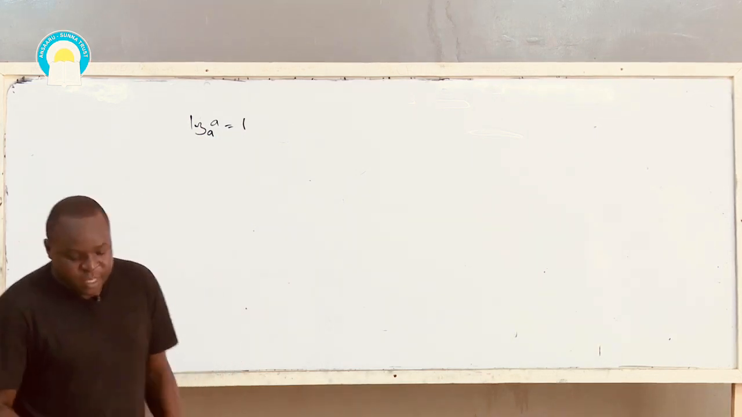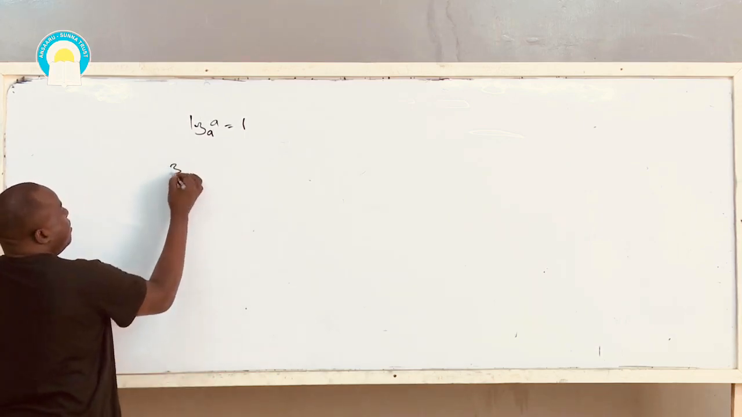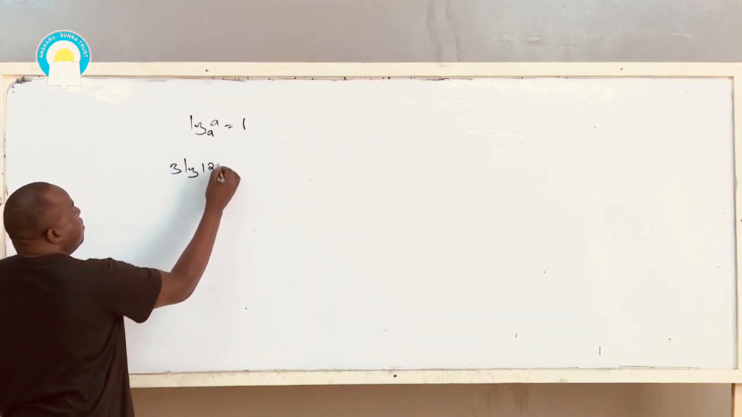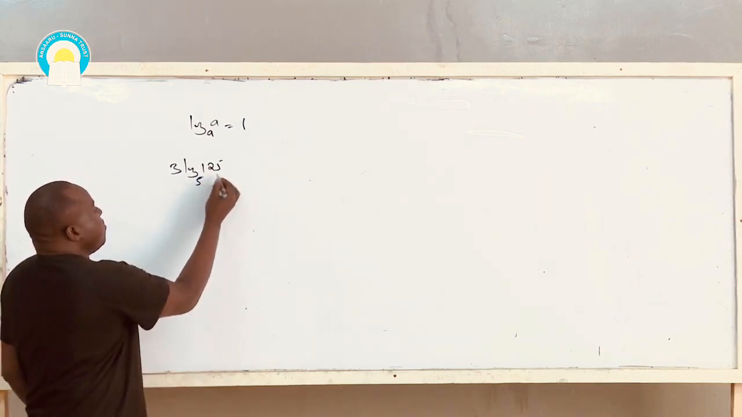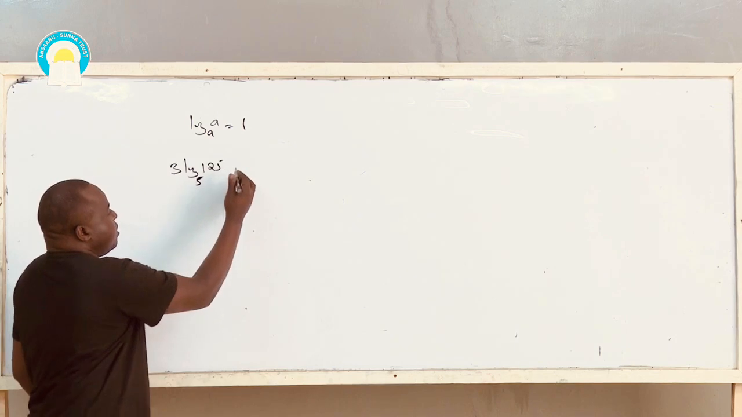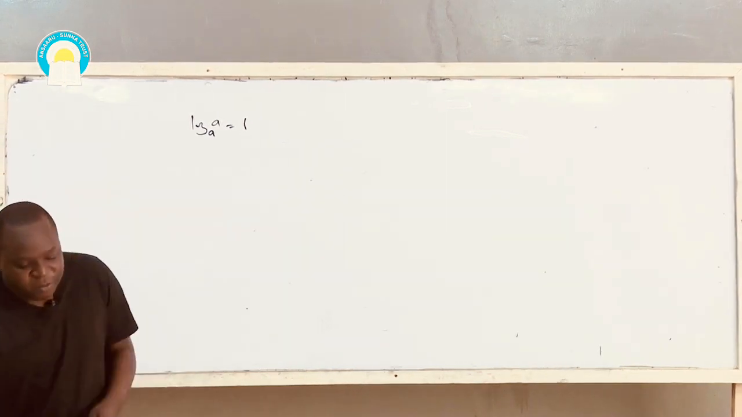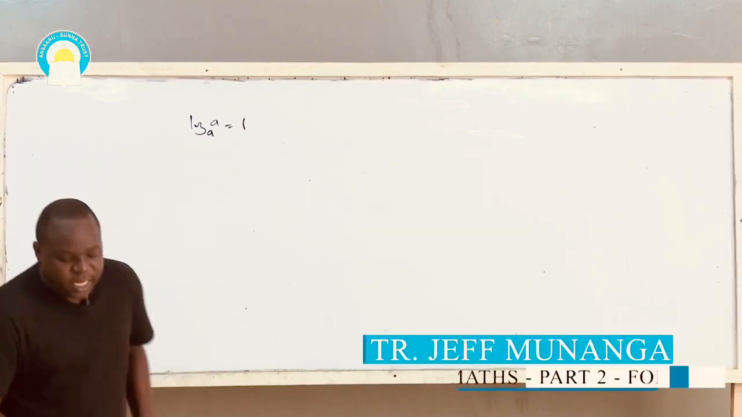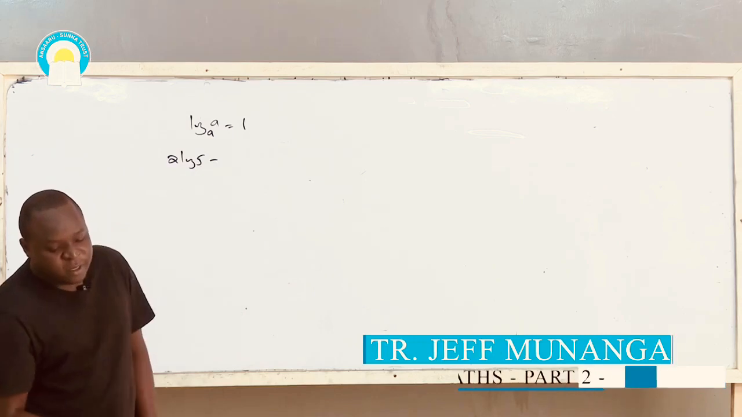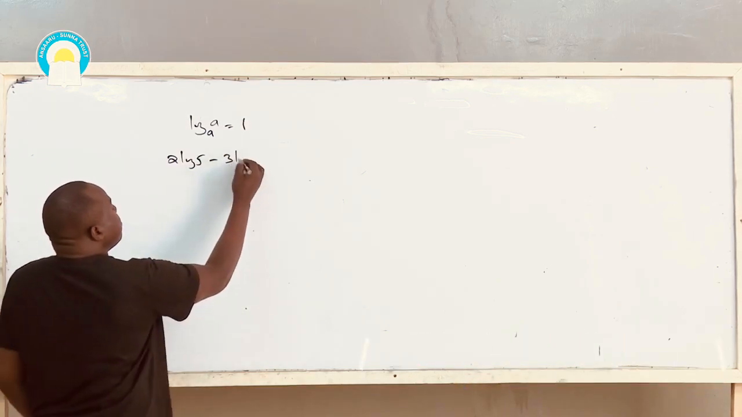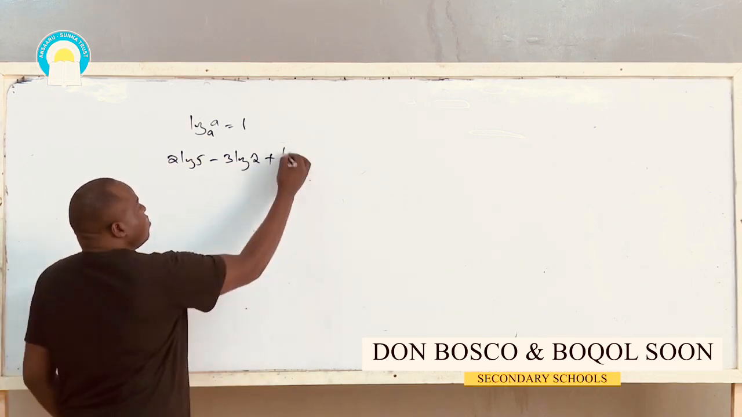Think of this question, a question like 3 log 125 base 5. Now that, I will not use this first. Let me pick another different example first. Think of a question like 2 log 5 minus 3 log 2 plus log 32.